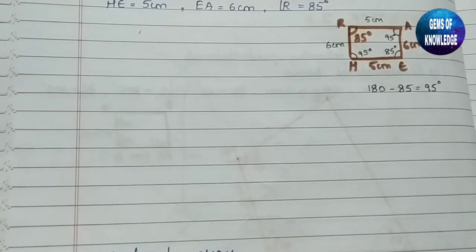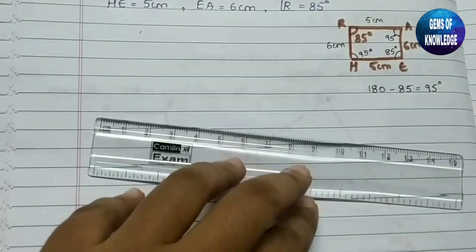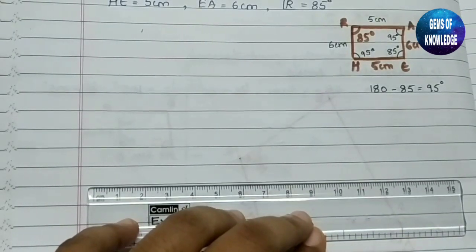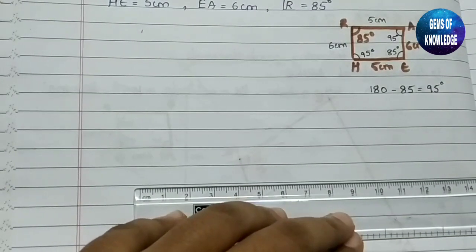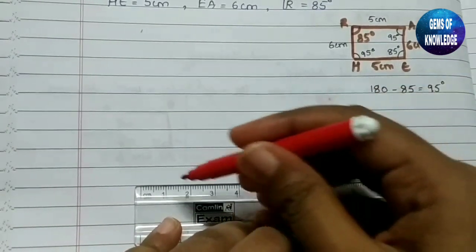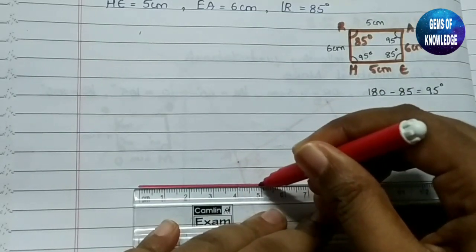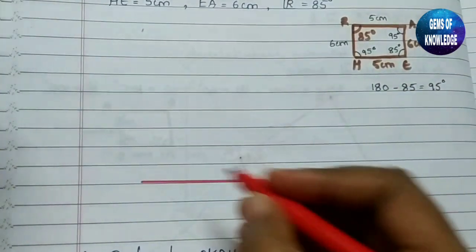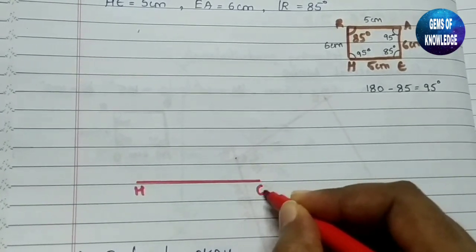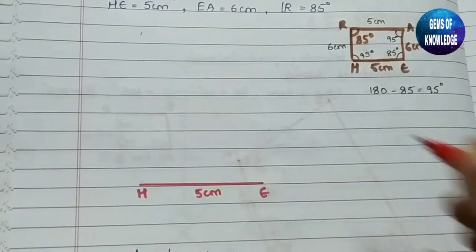Let us draw a parallelogram with the base HE equals 5 centimeter. So the base here will be HE, that is equal to 5 centimeter. Let me draw here. The base will be the baseline, that is nothing but 5 centimeter. It is mentioned as H and this is mentioned as E, which is equal to 5 centimeter.